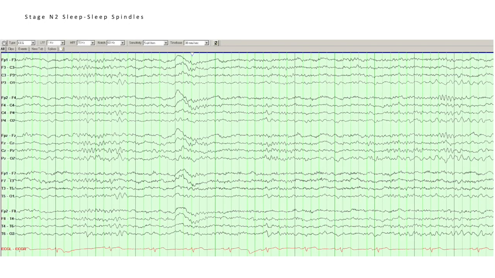Here are a bit more subtle sleep spindles. Do you see them? Well, these are going to be a bit harder for you to see, but you do see some here. This is again sleep spindles, some here.